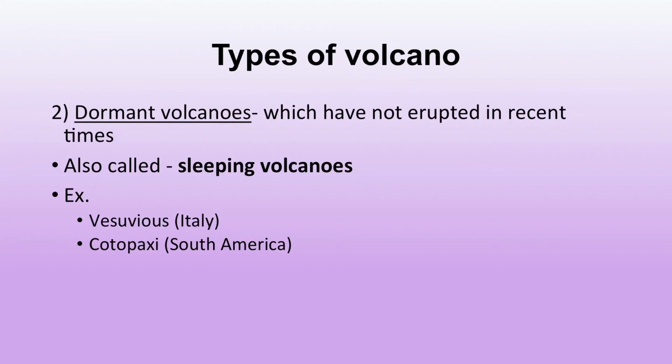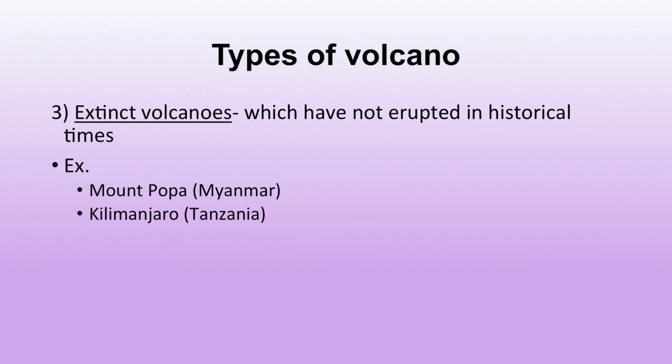The second type of volcano is dormant volcano, which has not erupted in recent times. It is also known as sleeping volcano. An example is Vesuvius and Cotopaxi. The third type of volcano is extinct volcano, which has not erupted in historical times, and the examples are Mount Popa and Mount Kilimanjaro. Now this was on the basis of frequency of occurrence.